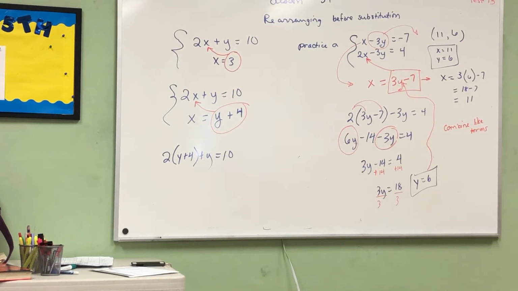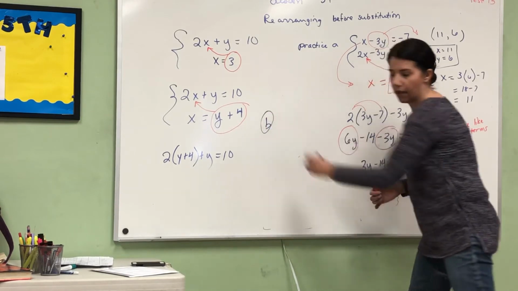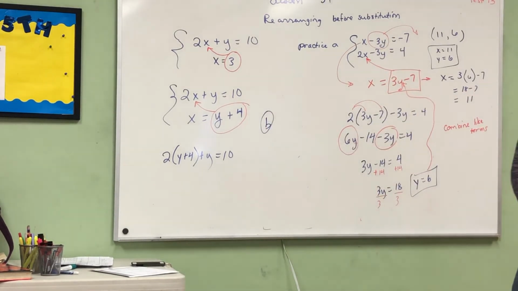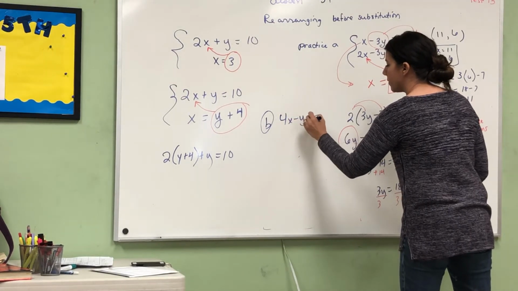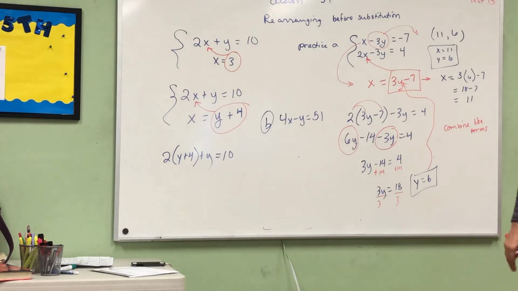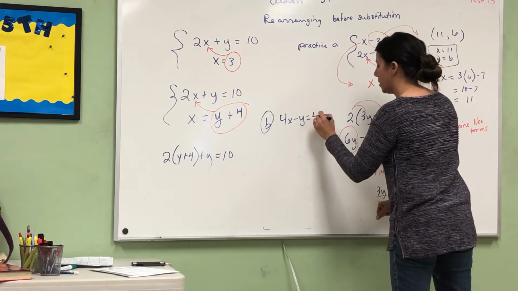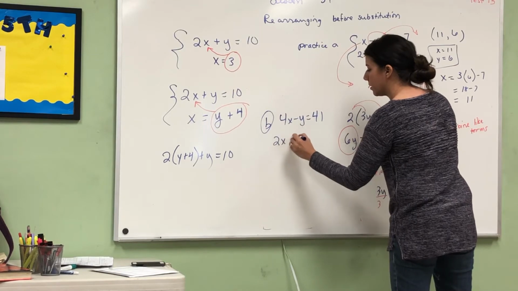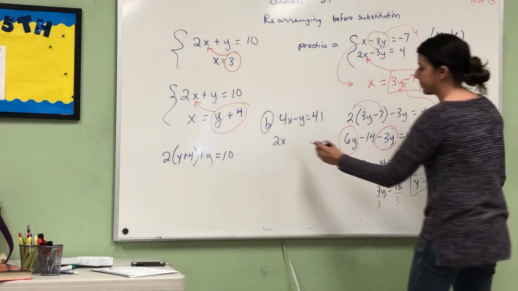Let's just look at practice B. We're not going to solve it, but if we were, 4x minus y equals 51, and then 2x. Someone read that next one to me. 2x. Thanks.